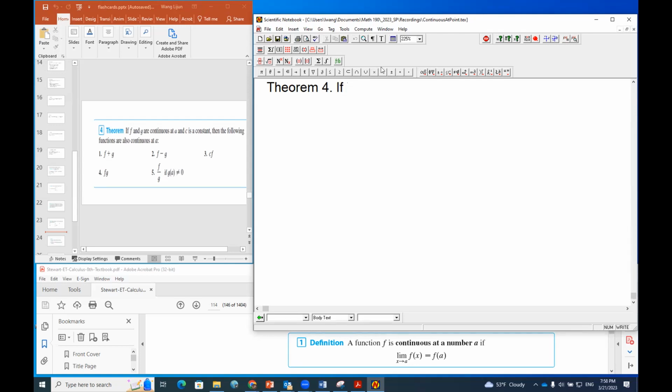If f and g are continuous at a, and c is just a constant.